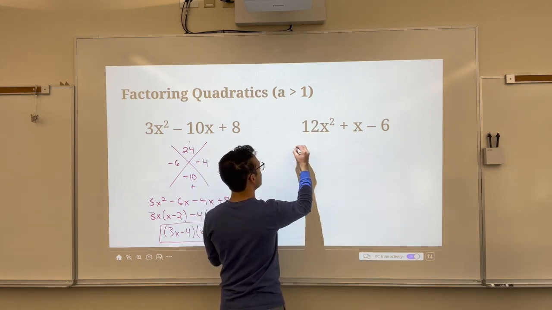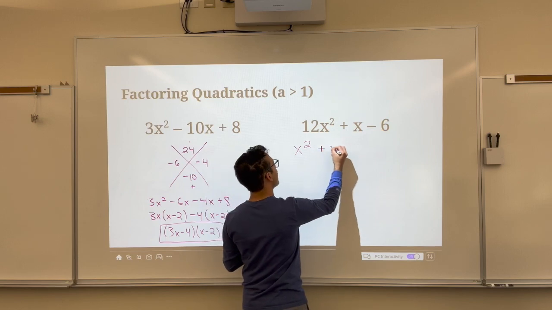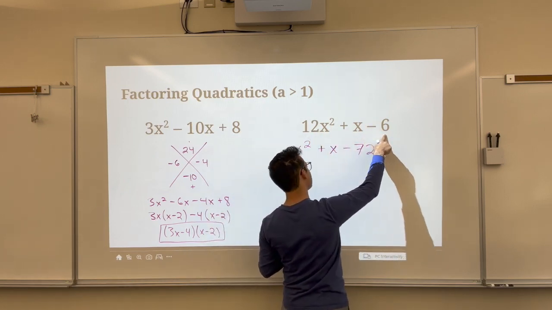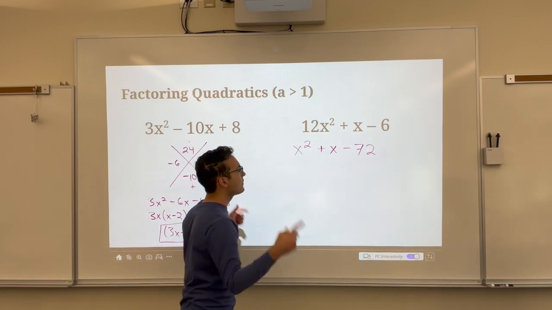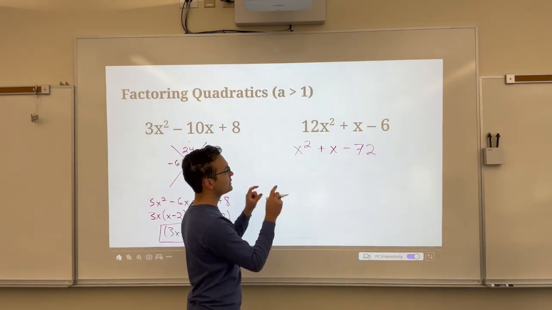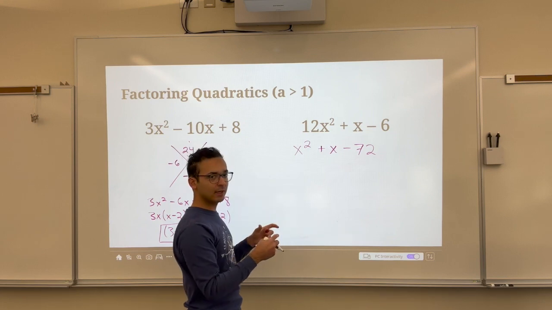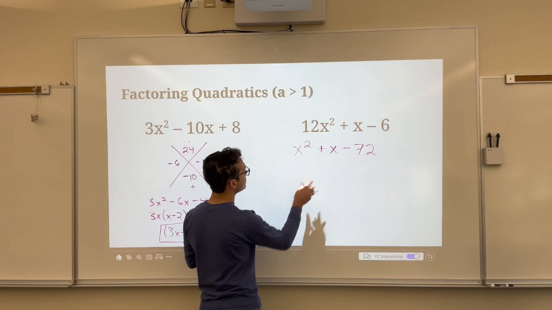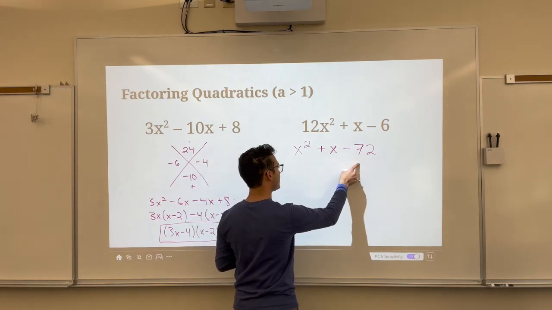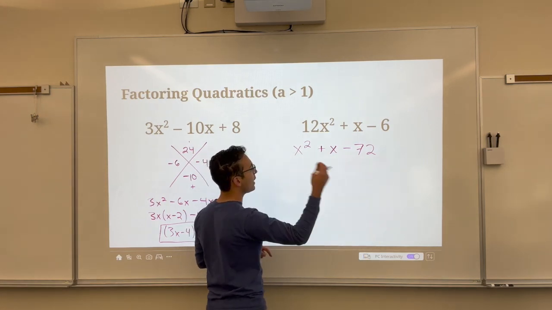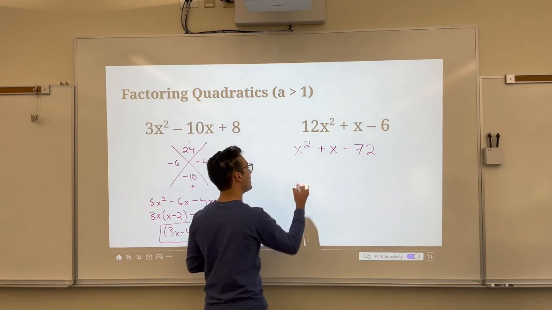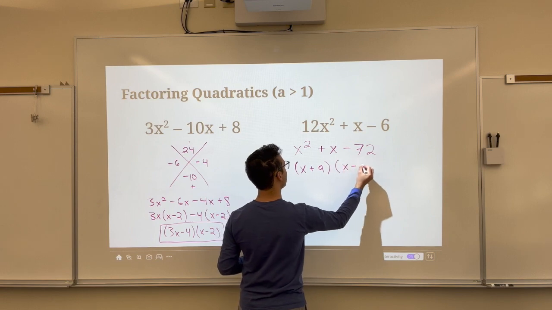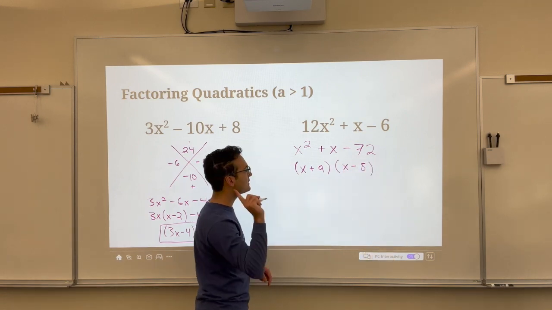So this turns into x squared plus x minus 72, because the 12 times the negative 6 is the negative 72. From that point, let's factor this quadratic, which is an easier process than factoring a quadratic with a leading coefficient that's not 1. So this one, we need 2 numbers that multiply to negative 72 and add to 1. So that's going to be positive 9 and negative 8. So that would be x plus 9 times x minus 8.